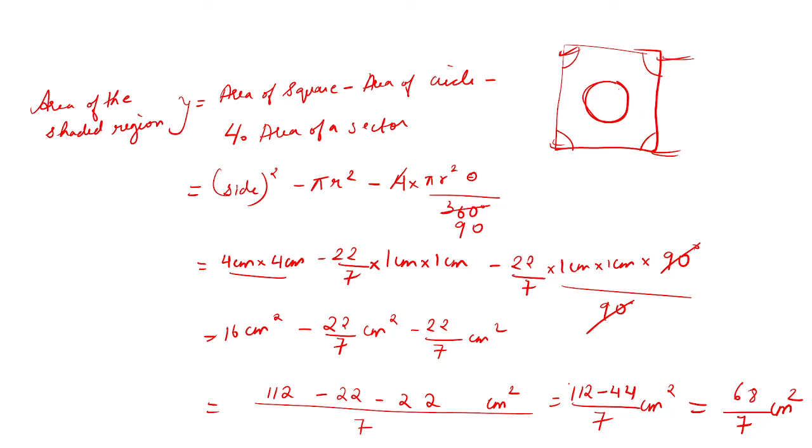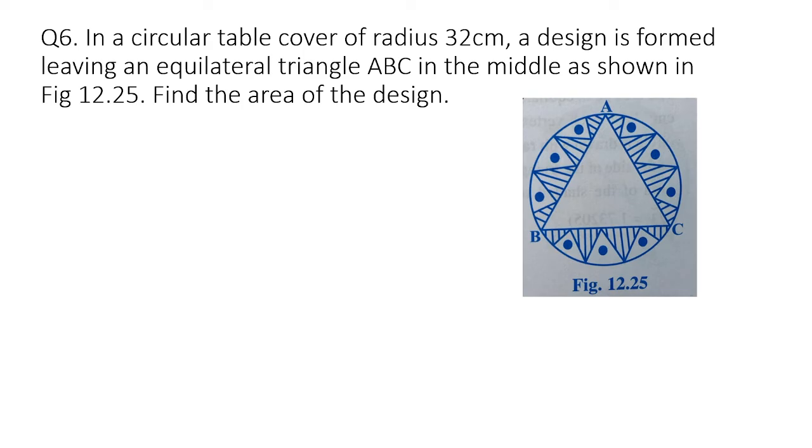Now let's move on to the last question. This is an interesting question. This is the diagram which is given, and we're asked to find the design. If you really look into it, this is the design, only this design. To find it, if we take the area of a circle and subtract the area of a triangle, we'll be able to get it.